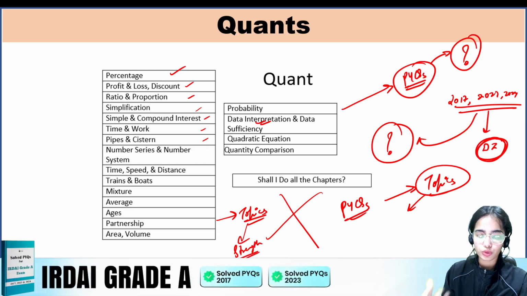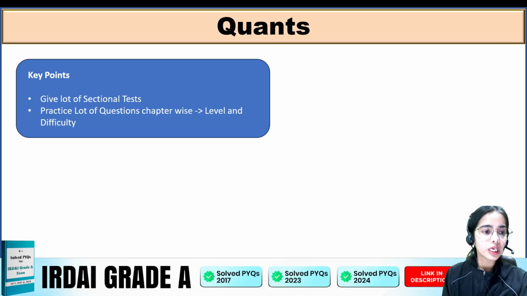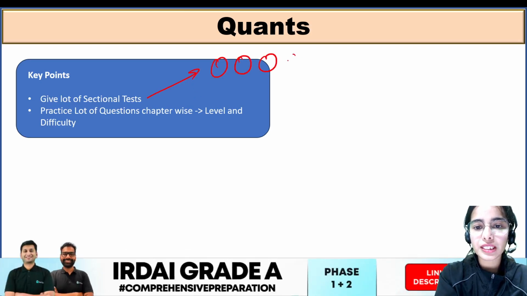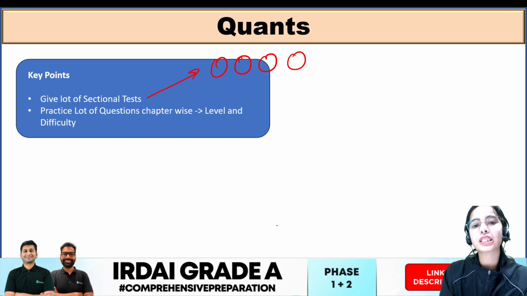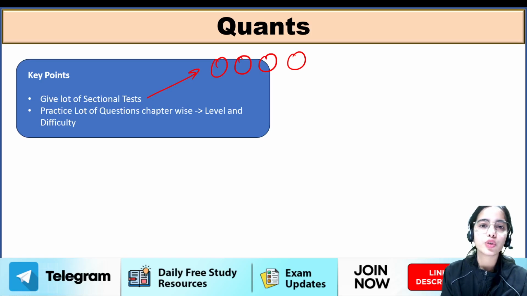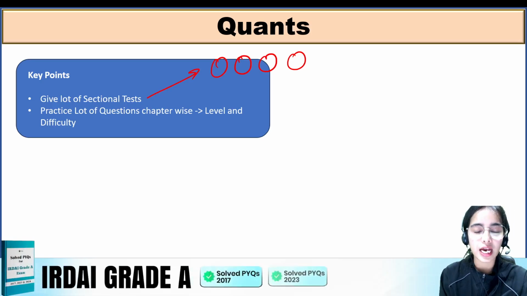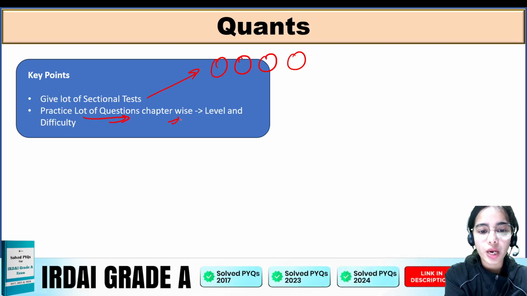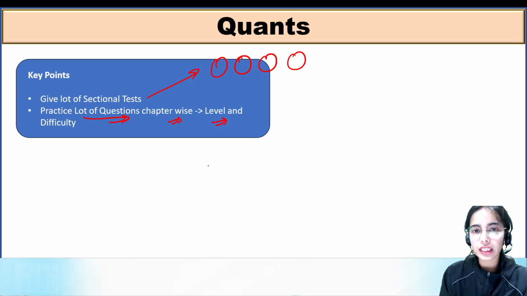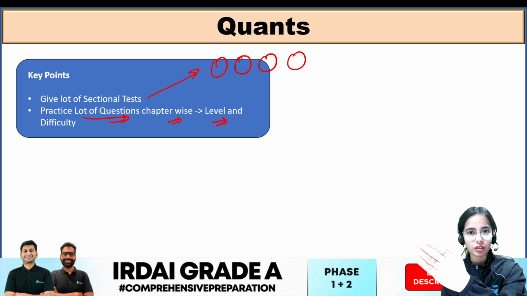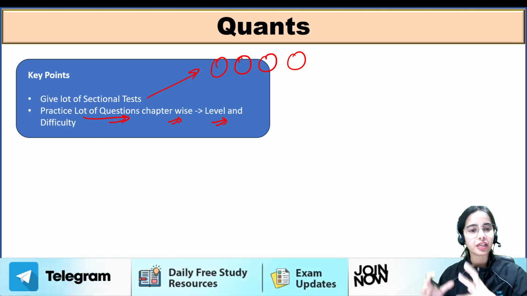Okay, so do that. Now key points are to give a lot of sectional tests also, so that you can see from the topics that you have prepared how many questions you are able to solve with 100% accuracy, where you are making mistakes, where the silly mistakes are happening, where you are reading the questions incorrectly. Practice lots of questions chapter wise, of different difficulty levels: easy, moderate and difficult. So attempt the different levels of questions.